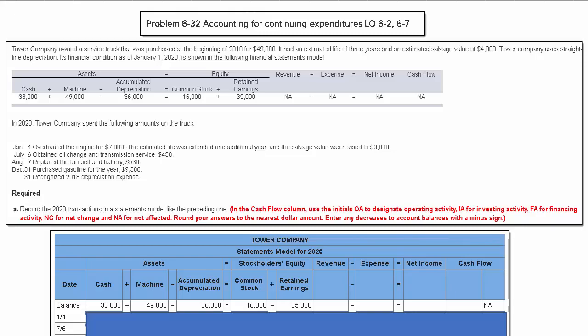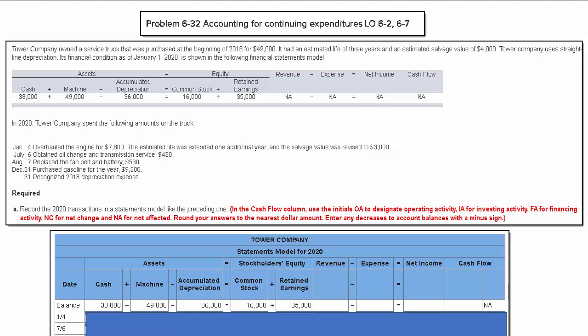Okay, let's look at problem 6-32, which relates to accounting for continuing expenditures, and we're talking about long-term assets. So continuing expenditures related to long-term assets. Okay, so what does the problem say? Well, it says Tower Company owned a service truck that was purchased at the beginning of 2018 for $49,000. It had an estimated life of 3 years and an estimated salvage value of $4,000. Tower Company uses the straight line depreciation method.